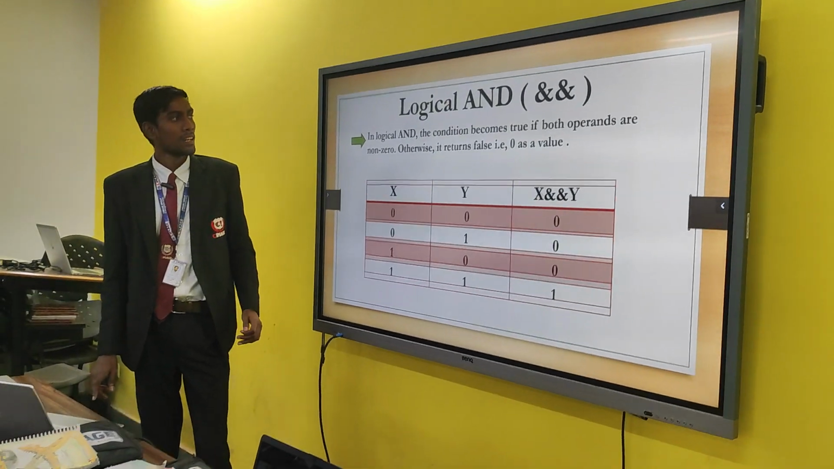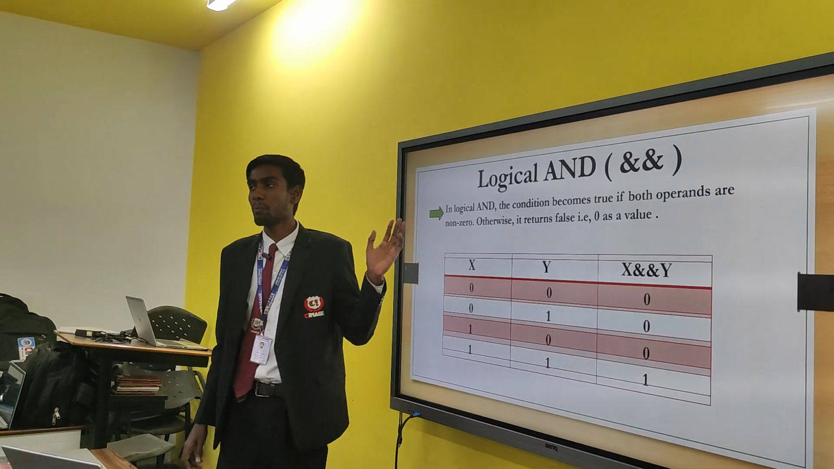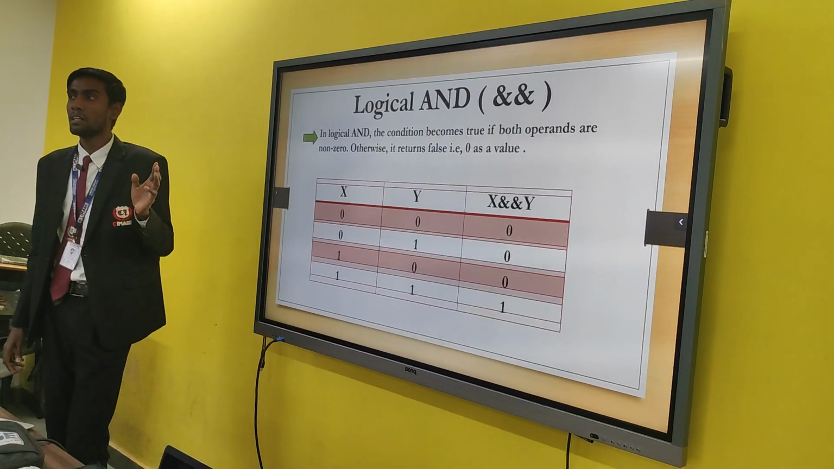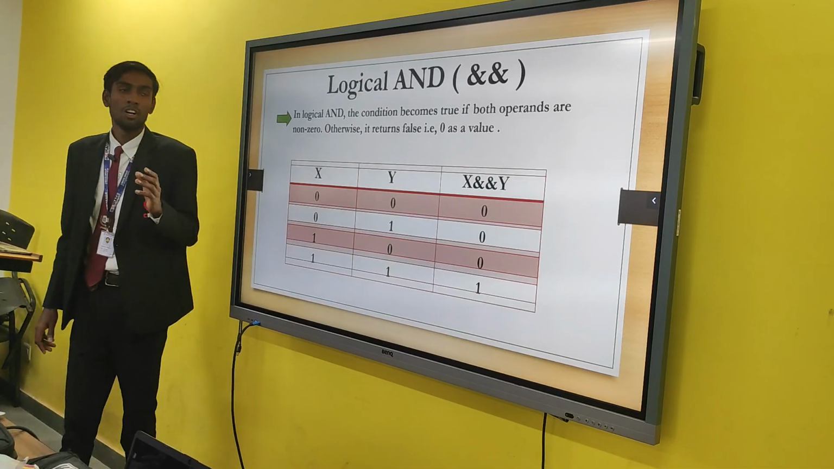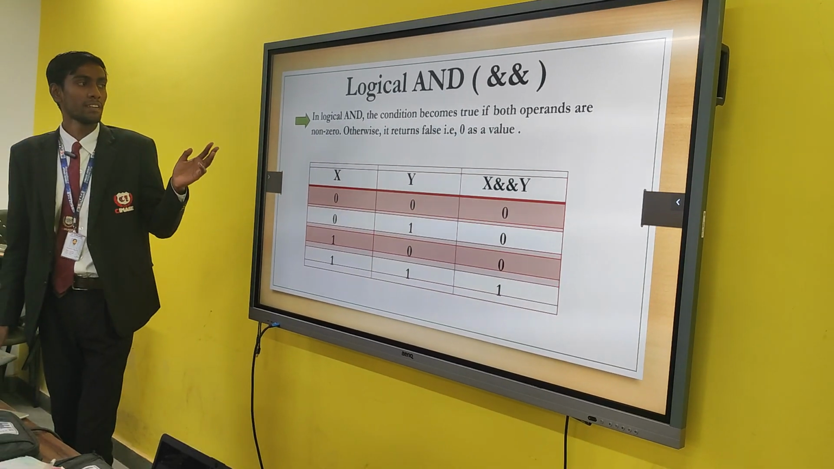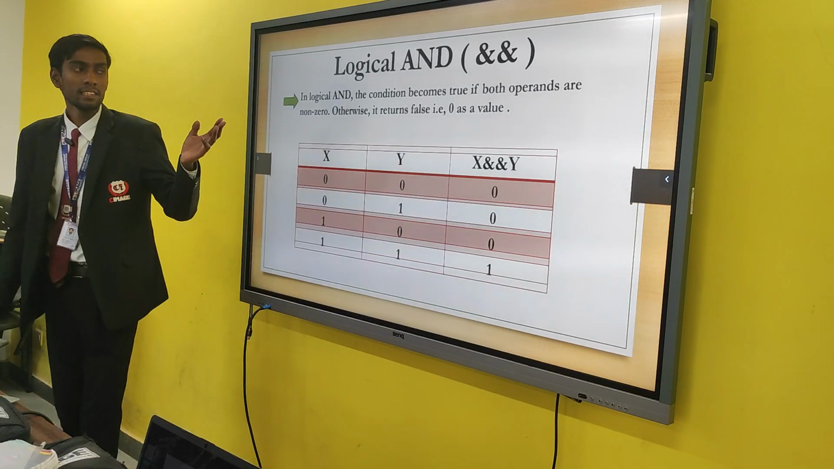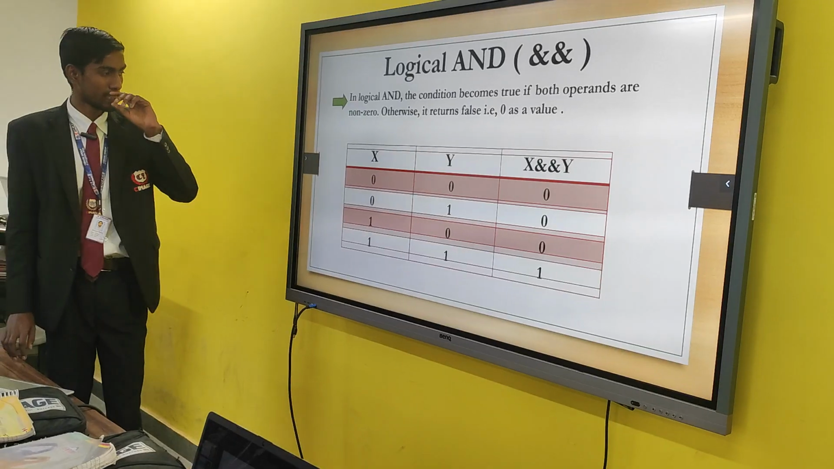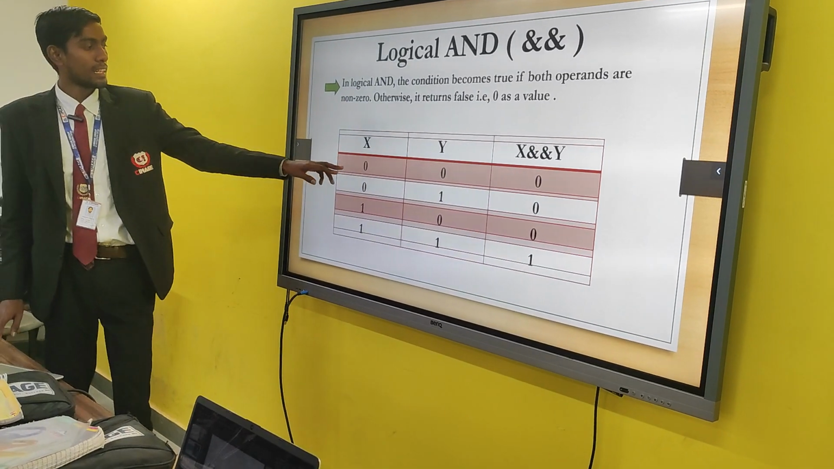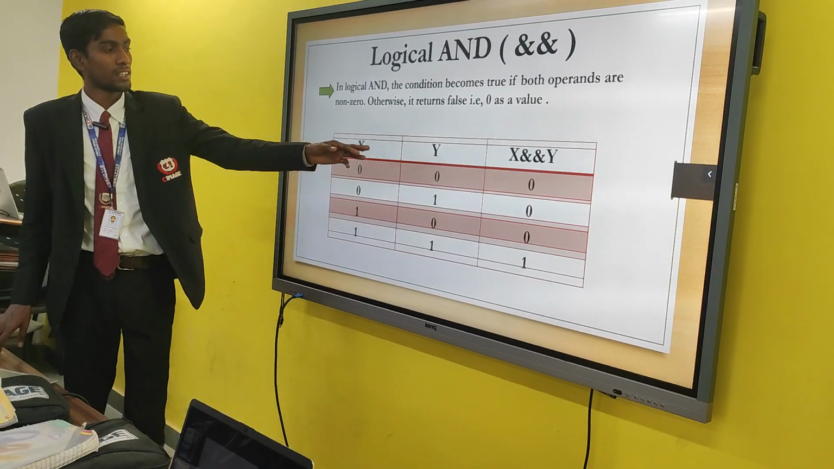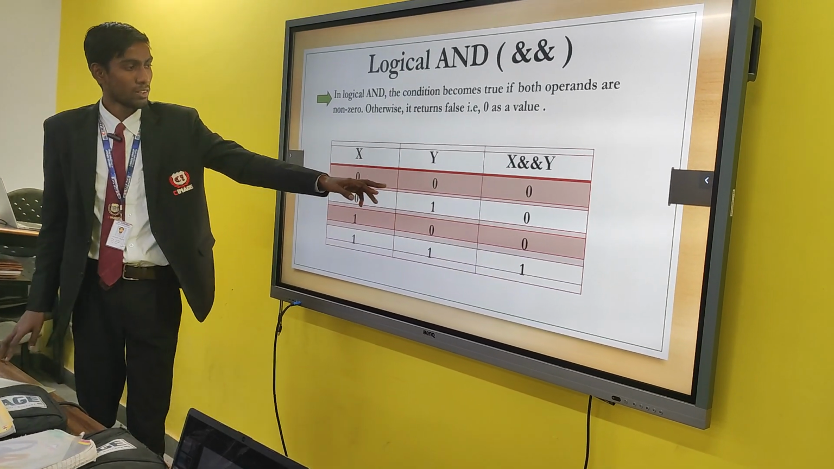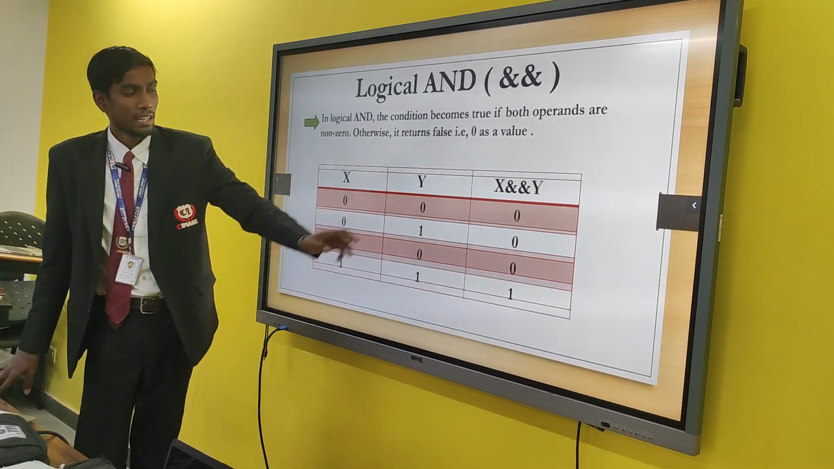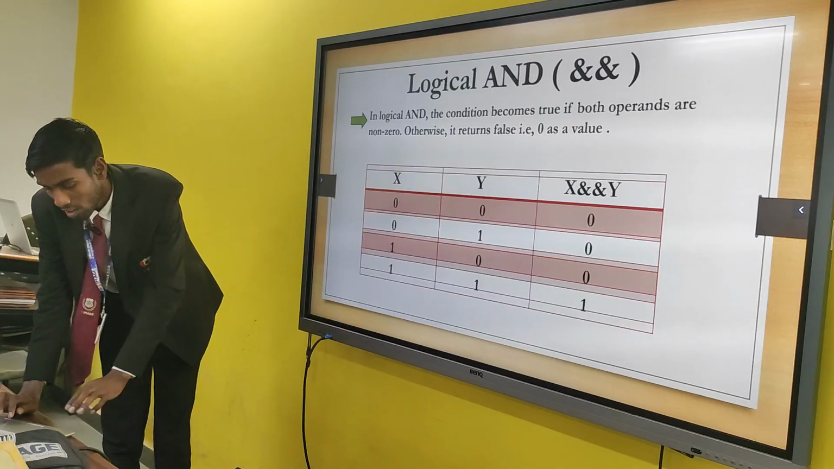Next one is the logical AND operator. The logical AND operator means the condition becomes true if and only if both operands or conditions are non-zero. Otherwise, it returns false, that is 0 as a value. Here also there are two conditions. If the condition of x is false and the condition of y is also false, the logical AND operator returns 0. Let's start the practical on Dev C++.